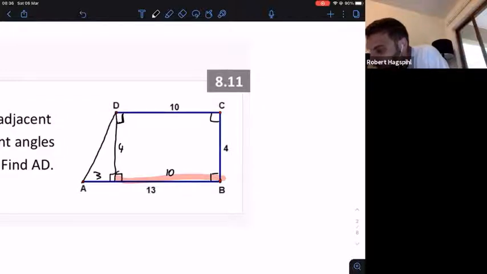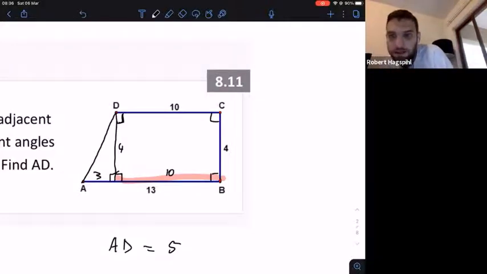Now I've got a right angle triangle, and this is nice because it's just a 3, 4, 5 Pythagorean triple, so I can automatically say AD is equal to 5 because of Pythagoras. Okay, cool. So yeah, excellent.